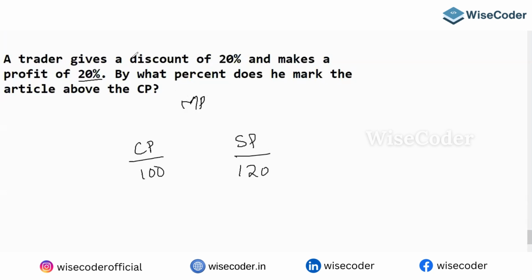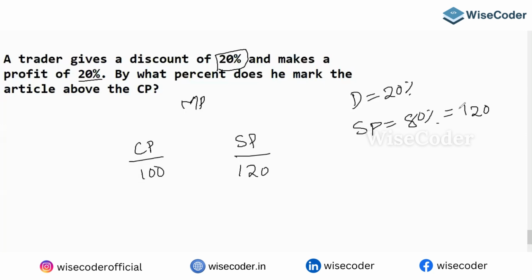A trader gives a discount of 20% and makes a profit of 20%. Guys, what is the discount that fellow is giving? 20%. Guys, 20% discount means after a discount only selling price will come into the picture, no? So when the discount is 20%, ask yourself, then the selling price is what? 80%. But I know 80% is equal to 120. Then what do you want?